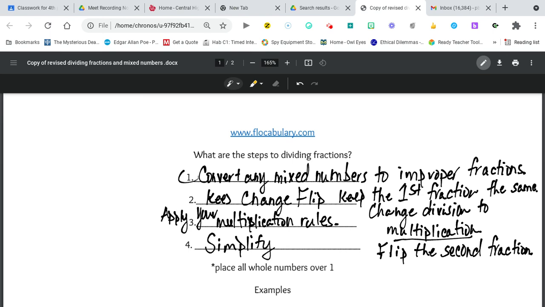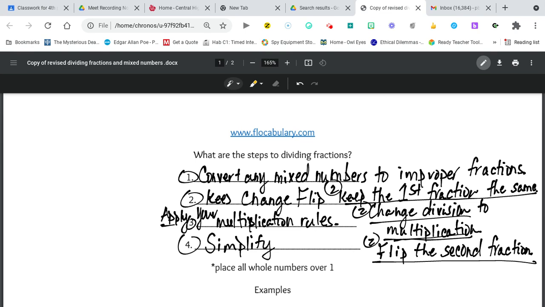So we're going to convert any mixed number to an improper fraction. Number two, we're going to keep, change, flip. We'll keep the first fraction the same, change division to multiplication, and then flip the second fraction. All this goes with number two. Number three, we're going to apply multiplication rules, and number four, we'll simplify. So make sure you write that down.